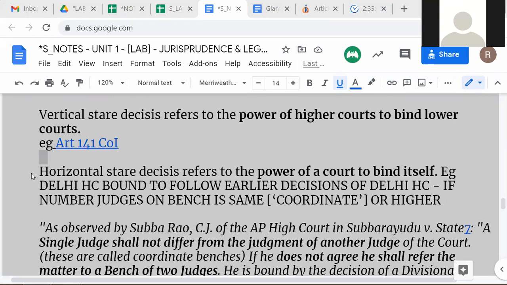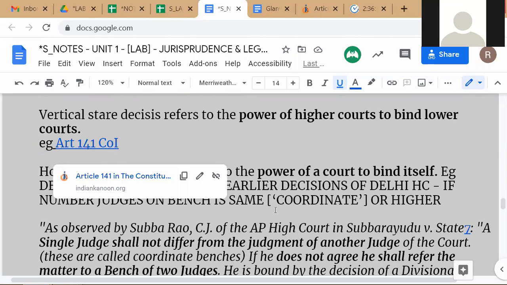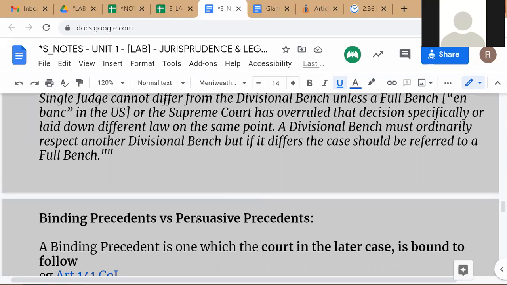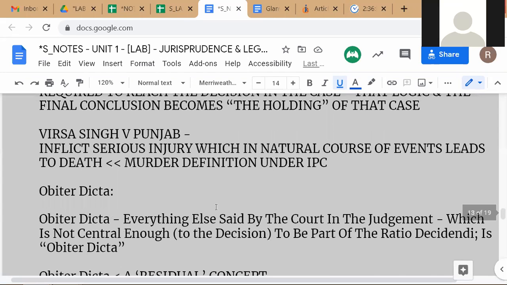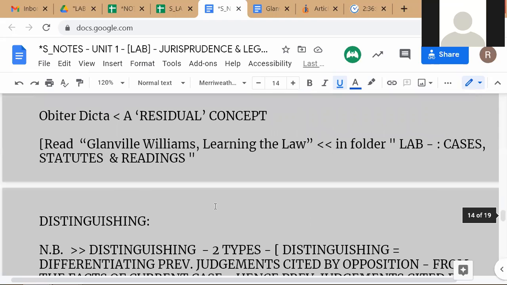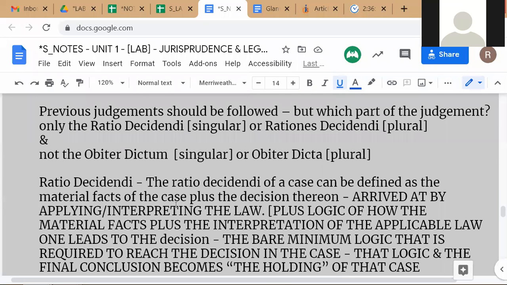So we'll look it up. I'll give you the name of the new case later on. This is an important judgment in arbitration, and arbitration is very important from a business point of view. So this is basically the meaning of horizontal stare decisis. Okay, so let's look at this idea of ratio decidendi. What is ratio decidendi? Let's try to understand.